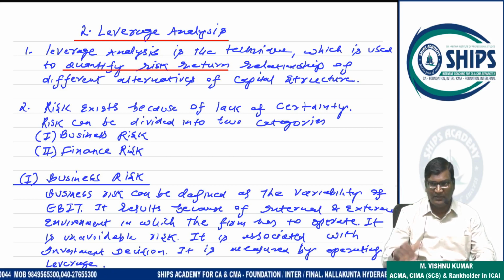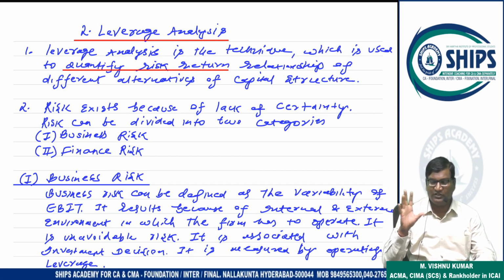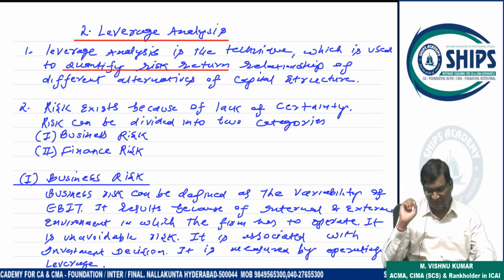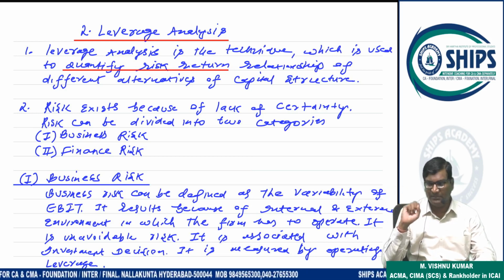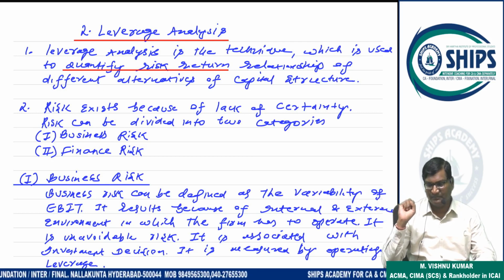If sale is increased by 1% or decreased by 1%, then EBIT will also increase or decrease by 2%. Okay. Next is your finance risk. Operating risk is unavoidable because without fixed cost, we cannot think of the business. Fixed cost is mandatory. So without fixed cost, we cannot operate the business. So fixed cost is compulsory. That's why this is unavoidable in nature.